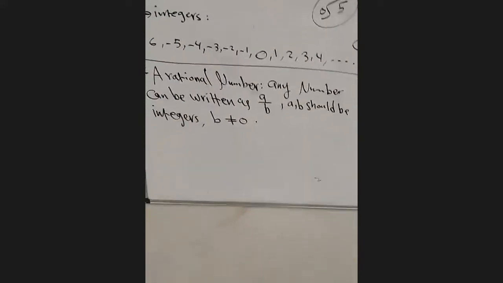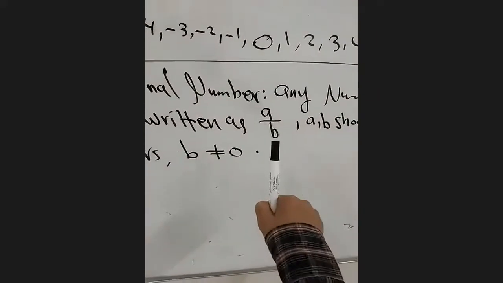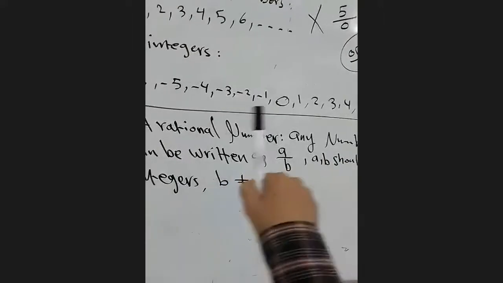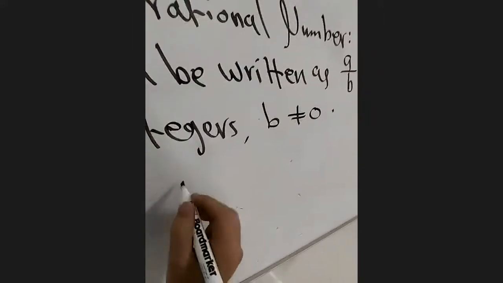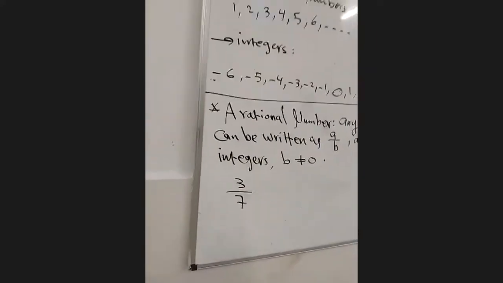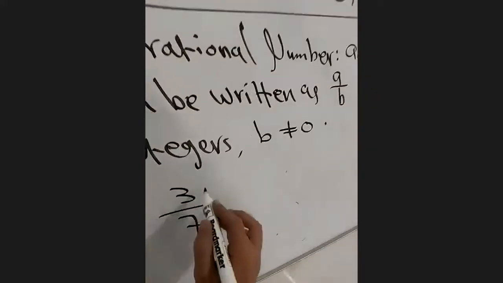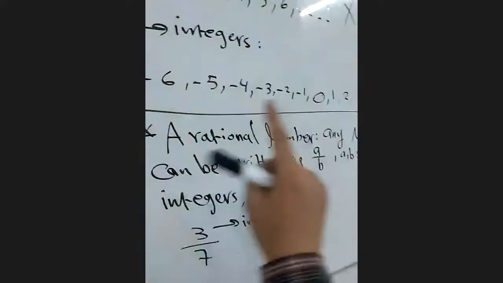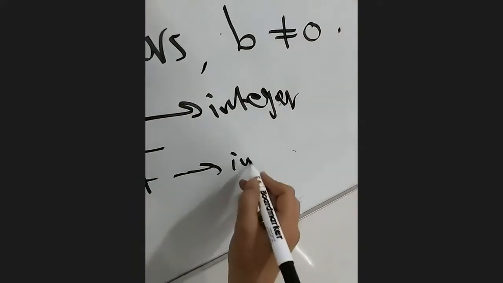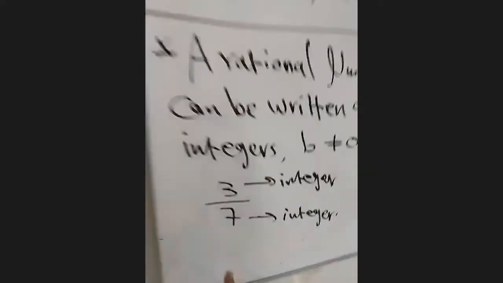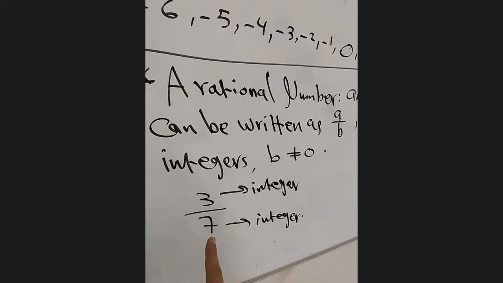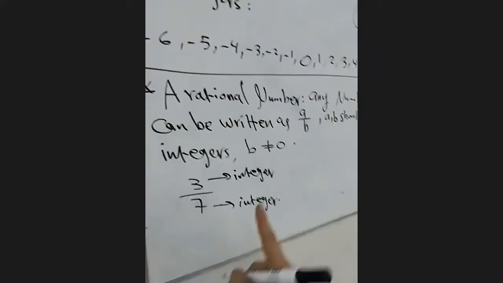Now here, let's go back here. So we have a deal that B cannot be 0. Now A and B should be what? Integers. One from these integers or two numbers from these integers. For example, 3 over 7. Now 3 is integer, by itself it is integer. And 7 is integer. And 7 is not 0. So the two conditions here are satisfied.